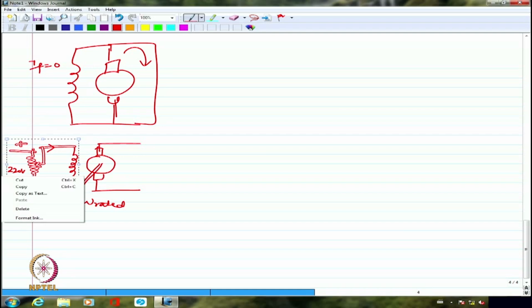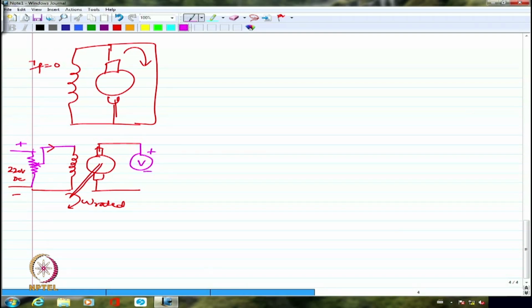So the voltage that will be generated will be the residual magnetism voltage, nothing more than that. So what I would do is to put a DC voltmeter here, and I will also put a DC ammeter here, and I will put a load which is variable. This is how it will be connected, and I am assuming that this is plus and this is minus of the generator.